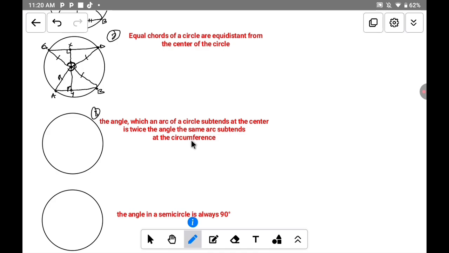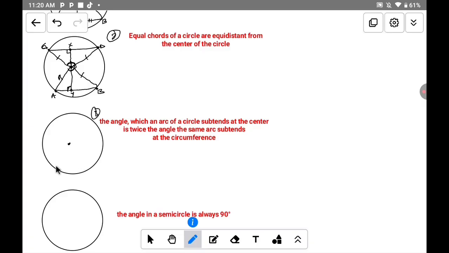Now, what does it mean by this? Some textbooks will say that the angle at the center is twice the angle at the circumference. Let me quickly explain what this English means in our circle. Let's say this is the center of the circle.